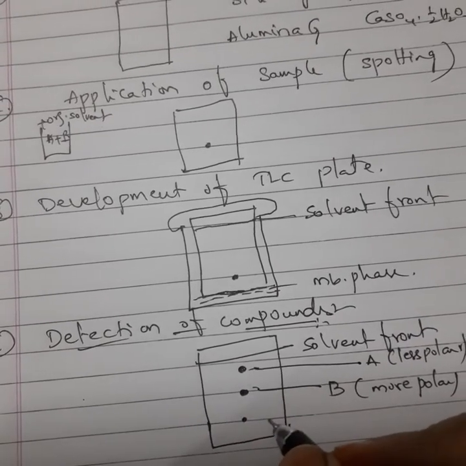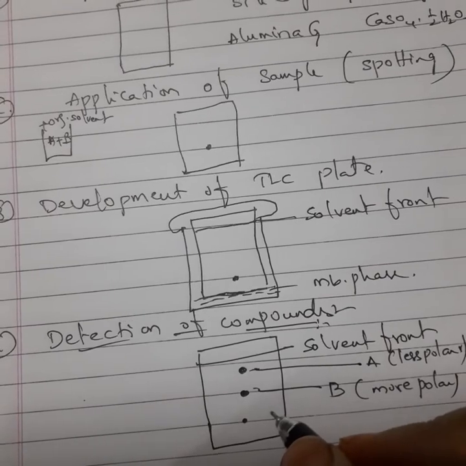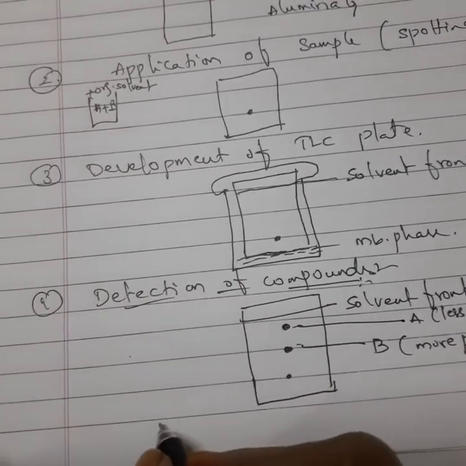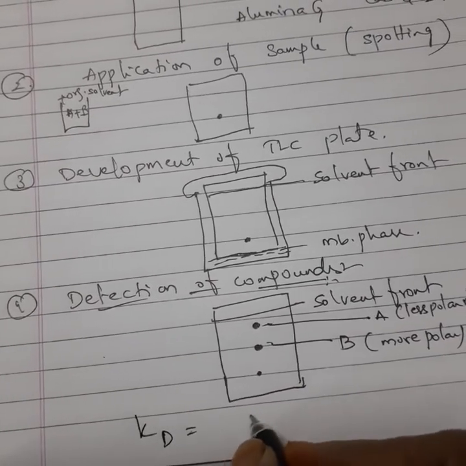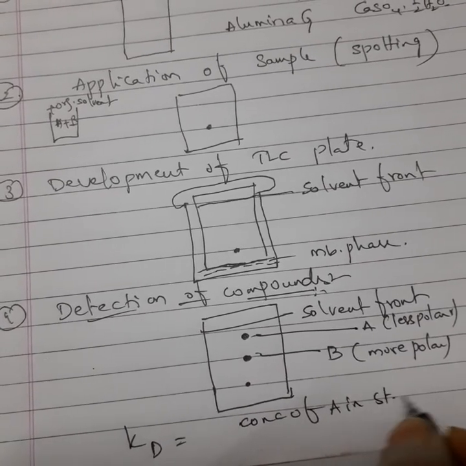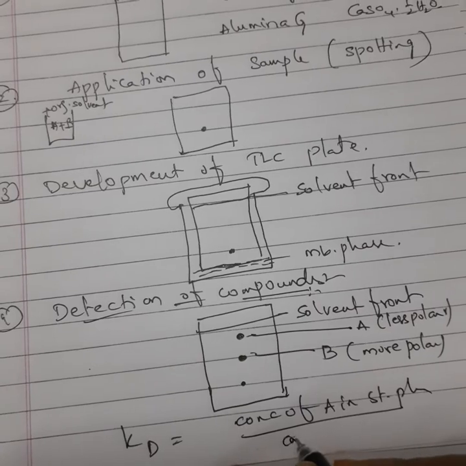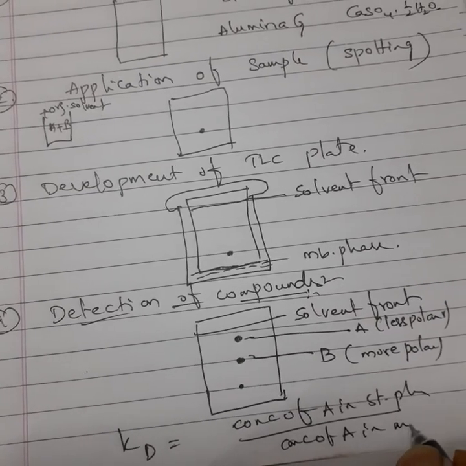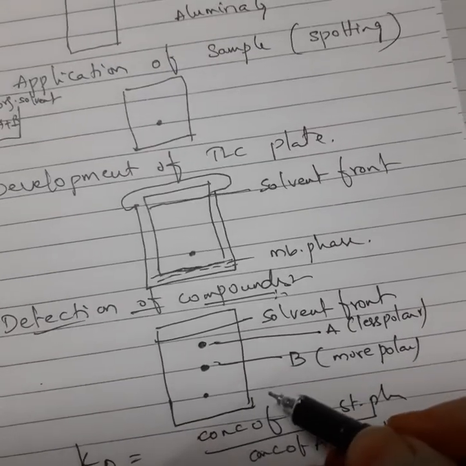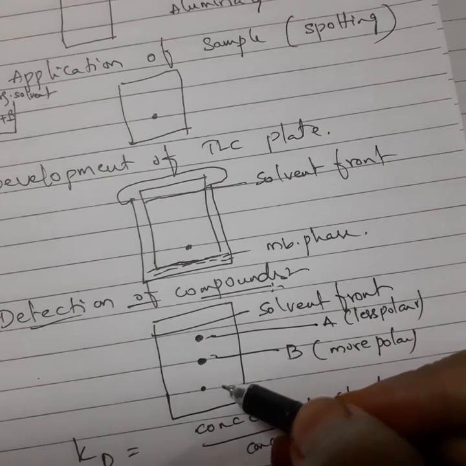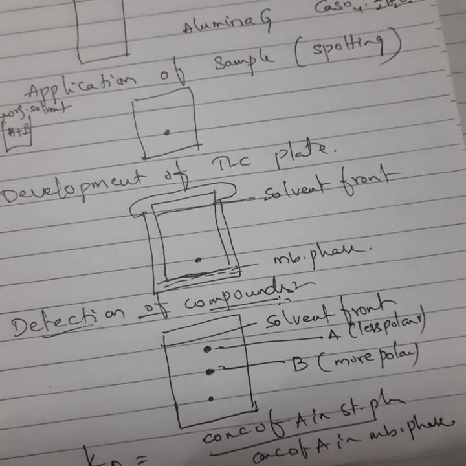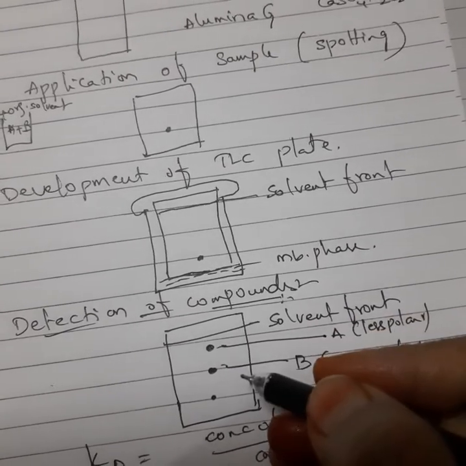Okay, so finally, if anybody asks you what is the basic principle behind this, it is adsorption strength. Of course, here the partition coefficient is nothing but concentration of A in stationary phase by concentration of A in mobile phase. This is the basic principle. Okay, so here the stationary phase is adsorbed by this A and B, whereas the mobile phase is causing desorbing of this A and B.